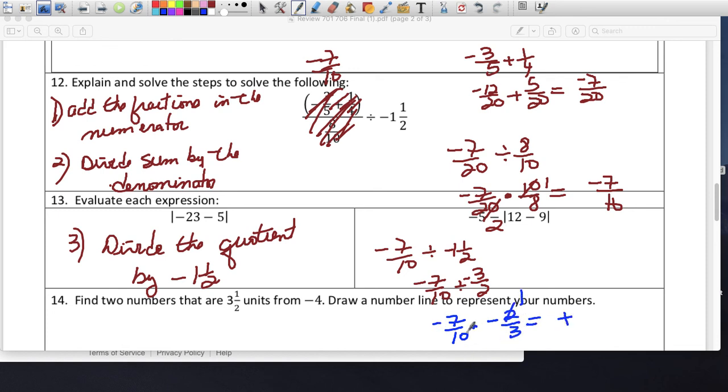Can I simplify? Yeah, this one. What's this one? 7 times 1 is 7. 5 times 3 is 15. So this is my final answer.